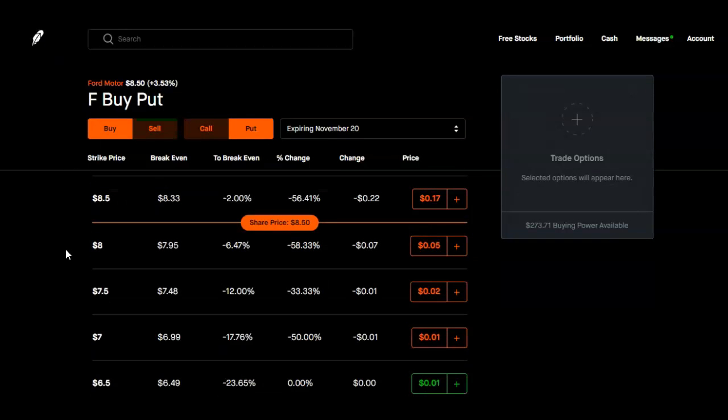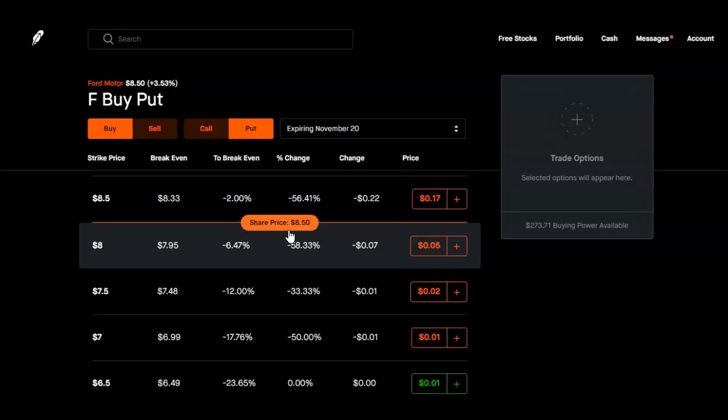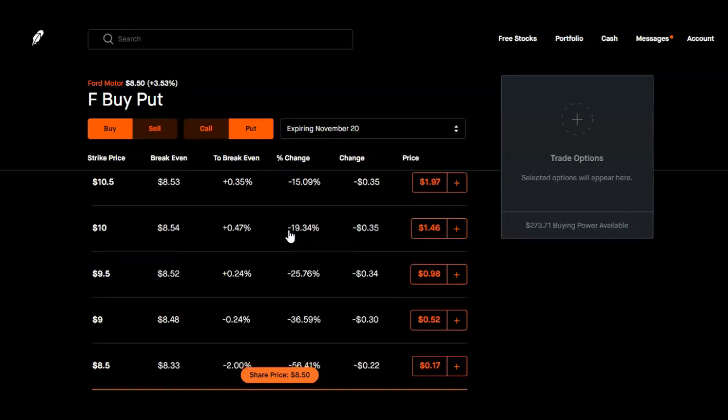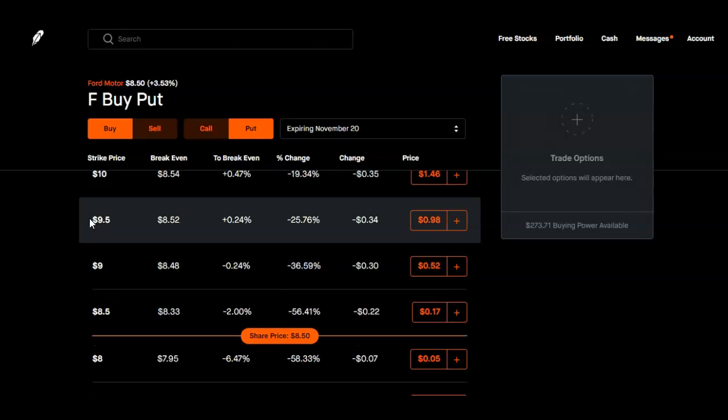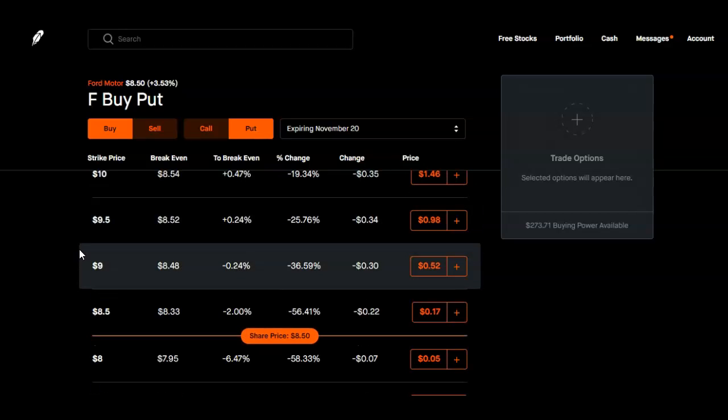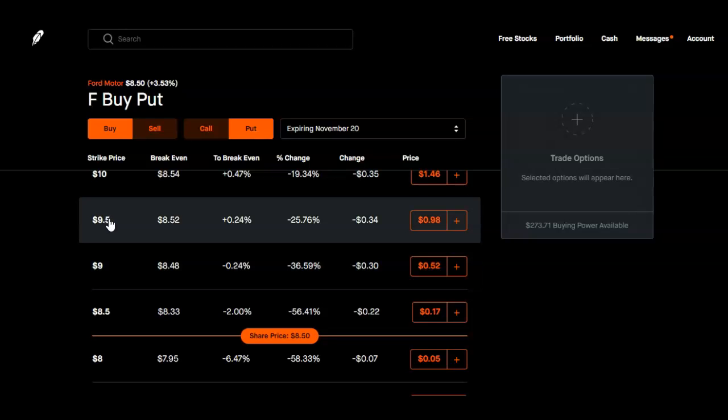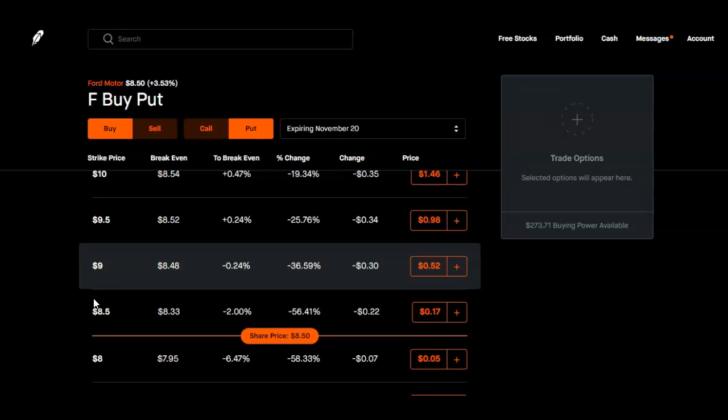Okay, so on the other hand, the same thing works for put options. You would buy a put option if you think the price of Ford stock is going to go down. As you can see here, by buying a put option, it gives you the right to basically sell 100 shares per contract of an option.